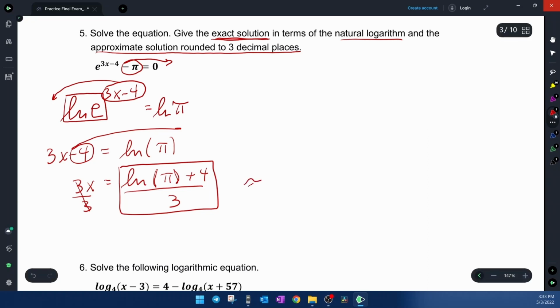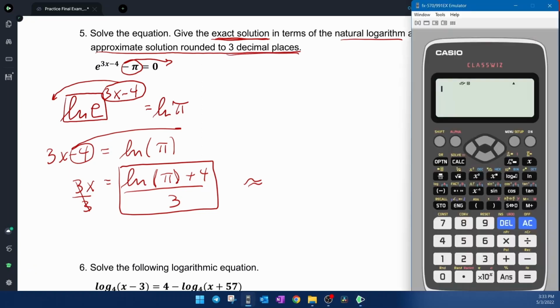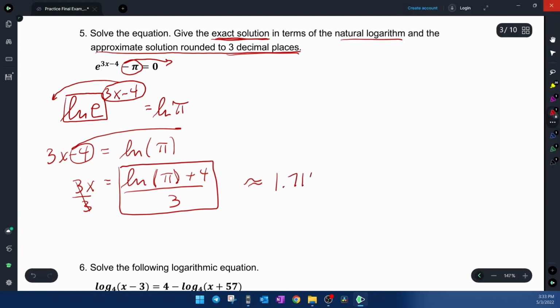Now, to get the approximate solution to 3 decimal places, we're going to use our calculator. Using the fraction, natural log of pi, close parenthesis, plus 4, divided by 3, and rounded to 3 decimal places, 1.715. And that's going to do it for question 5.